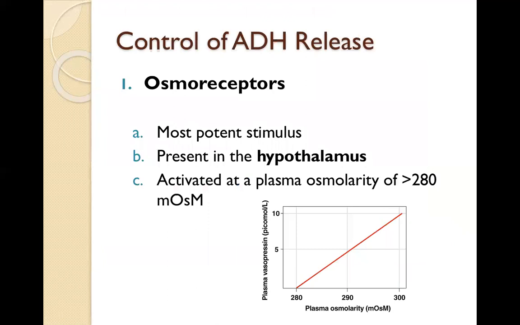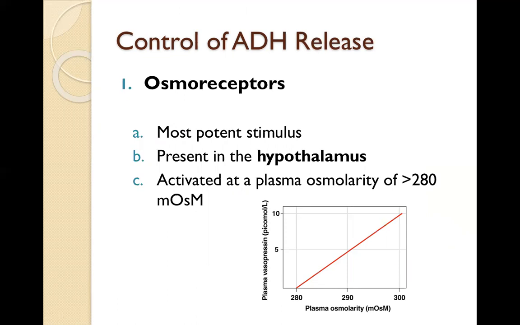There are several things that control the release of antidiuretic hormone. The most potent stimulus of antidiuretic hormone release is osmoreceptor stimulation. These osmoreceptors are present in the hypothalamus, which is just above the pituitary gland.